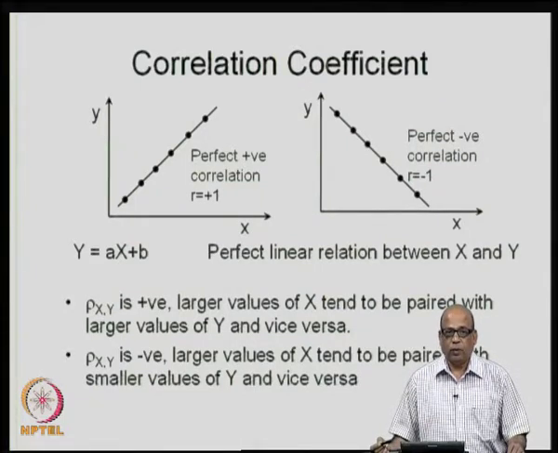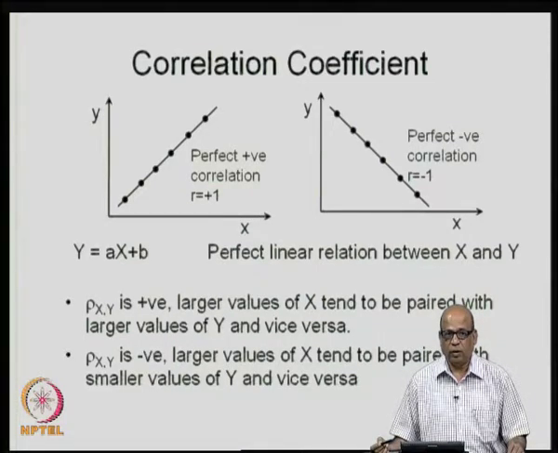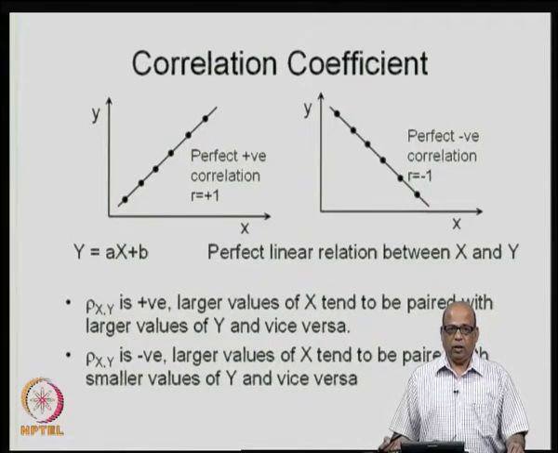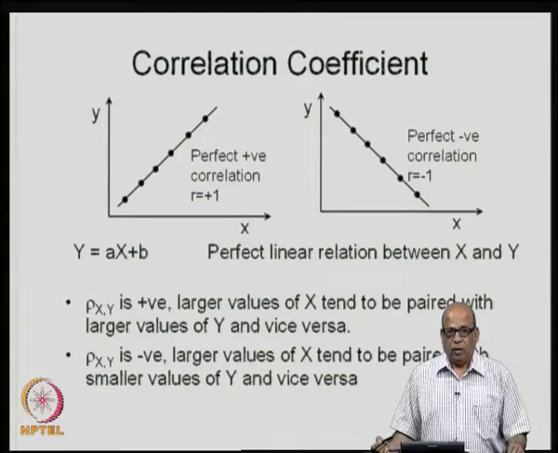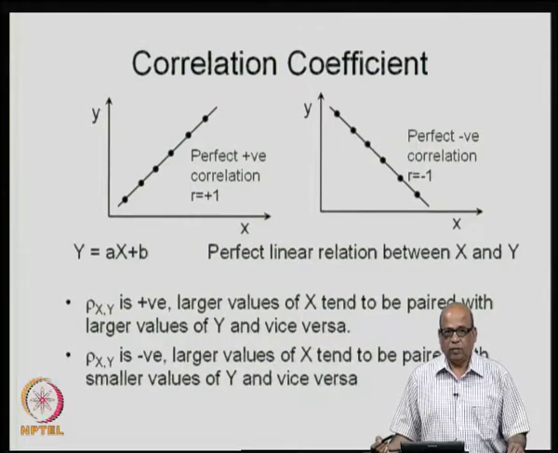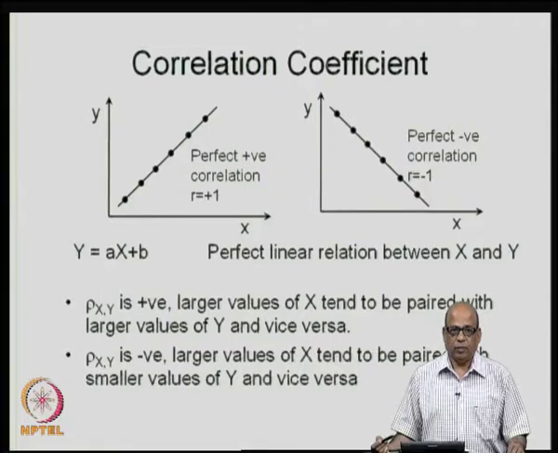Remember also that the correlation coefficient is a measure of linear dependence. We will show presently that the way we have defined rho x y, it indicates the linear dependence between x and y, and that is why the fact that rho x y is equal to 0 does not necessarily mean that there is a complete independence between x and y. There may be a non-linear dependence between x and y, which the correlation coefficient cannot capture.